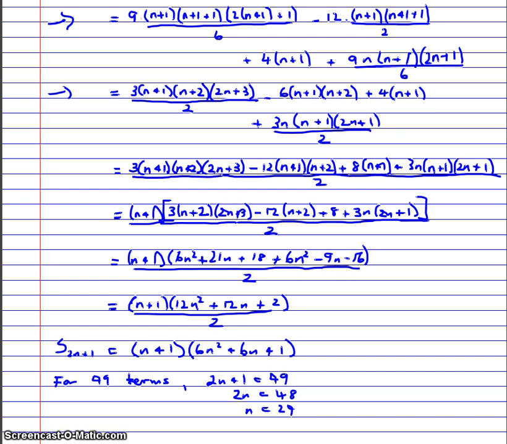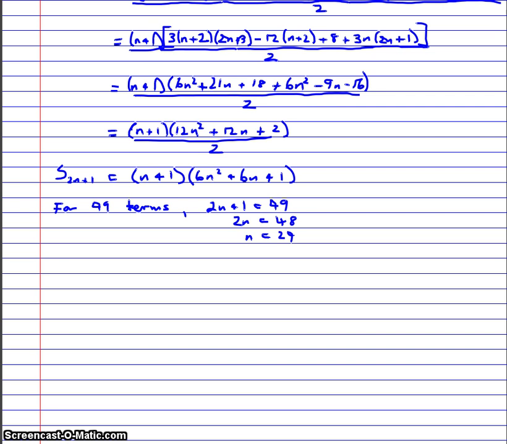We can then substitute n equals 24. So that sum of 49 terms will equal 24 plus 1 times 6 times 24 squared plus 6 times 24 plus 1, and multiplying that we end up with 90,025.